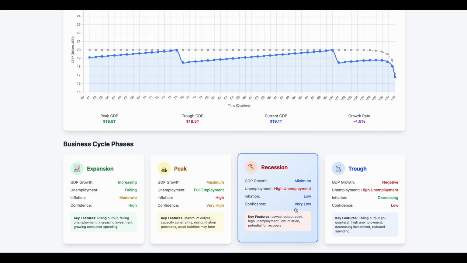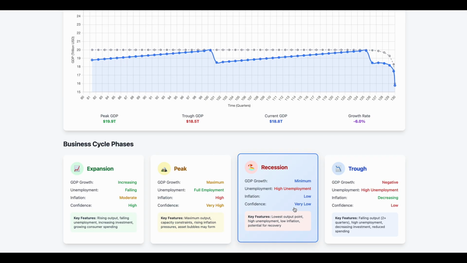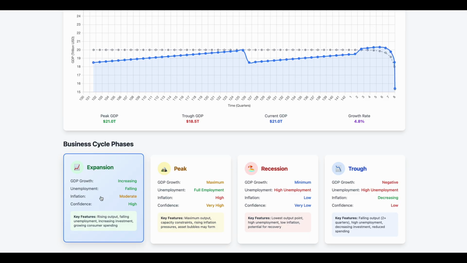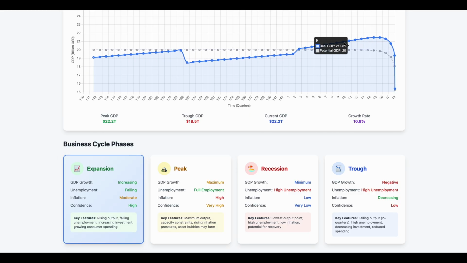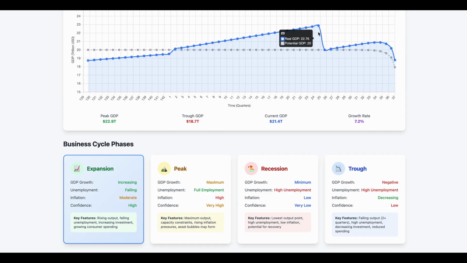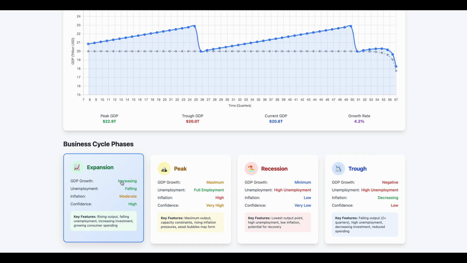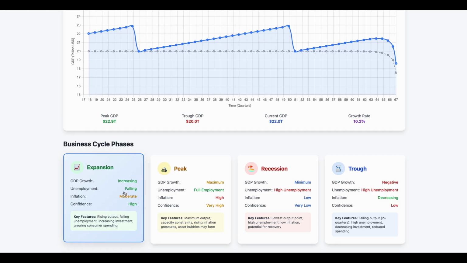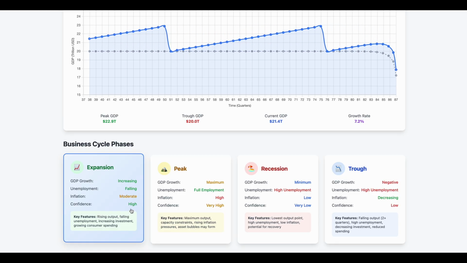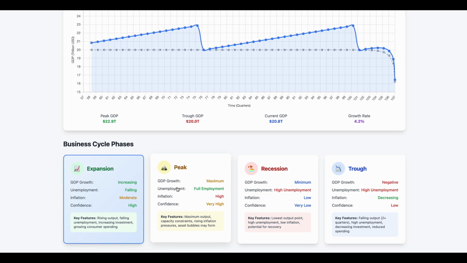But if government intervenes, if the market functions appropriately, there are chances that this recession can turn into an expansion, taking the economy a bit higher, or the GDP growth rate a bit higher than what was visible earlier, where GDP growth is increasing, unemployment is falling, inflation is moderate, and consumer confidence is high.